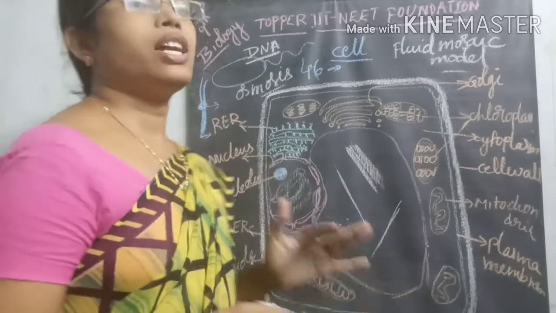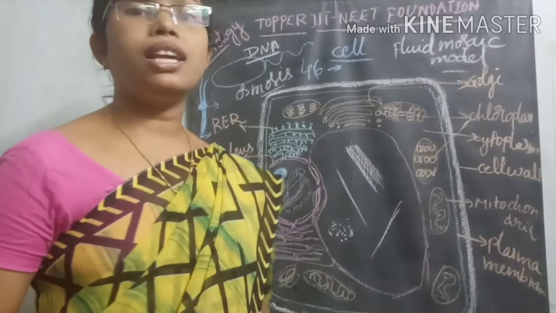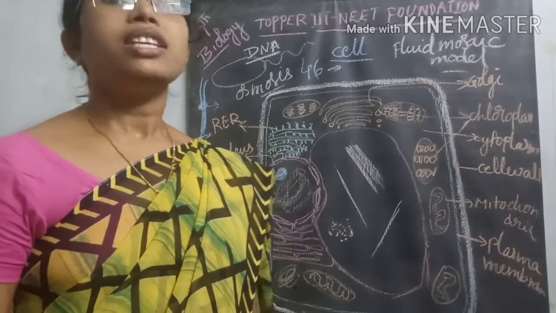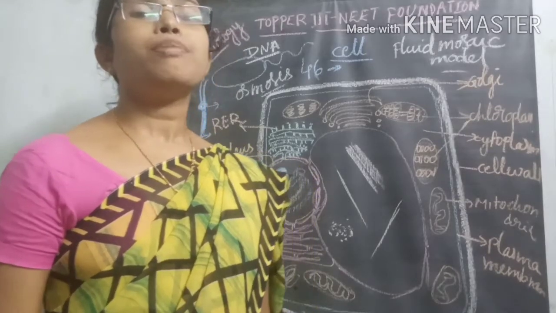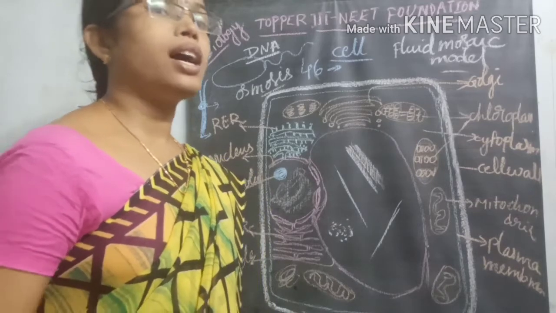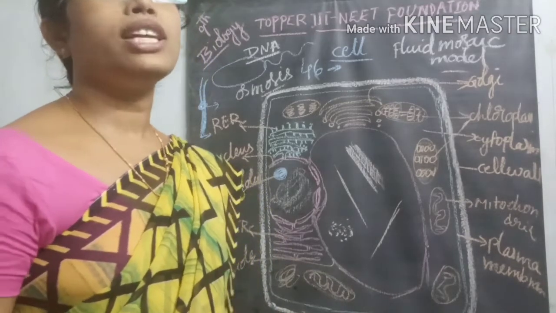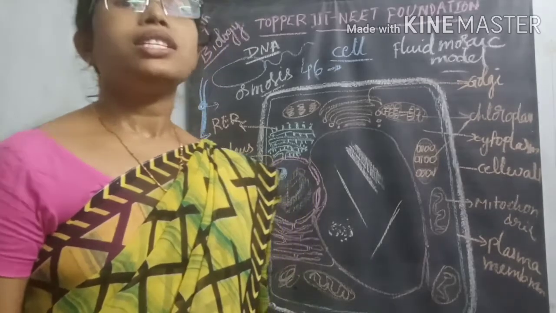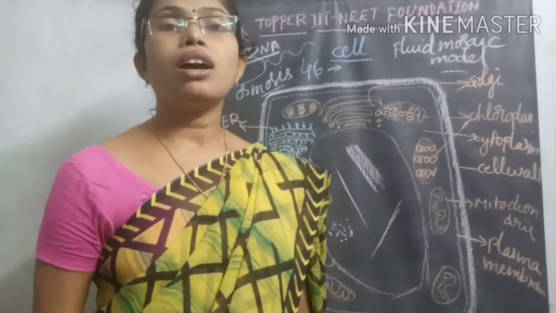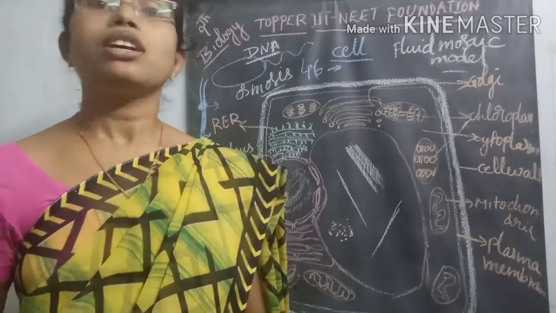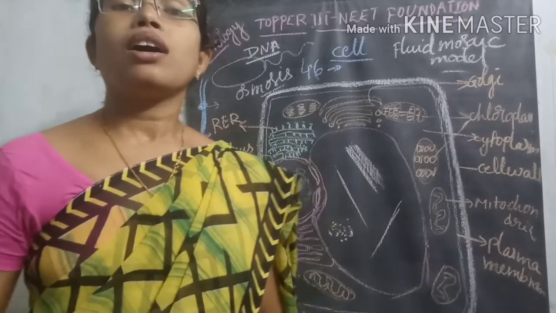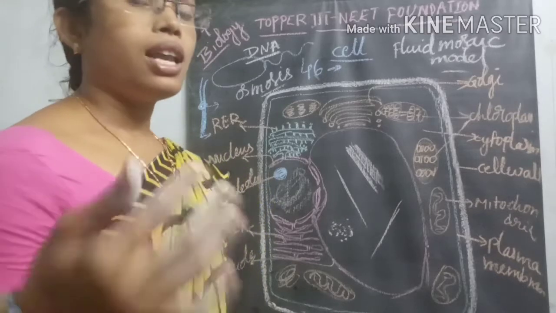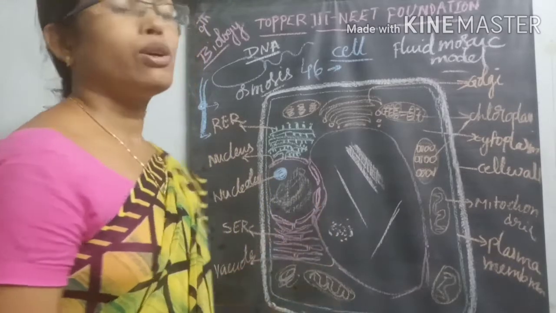The next one is the liquid material which is present inside the cell, called cytoplasm. The cytoplasm has many cellular organelles. The liquid material containing the cellular organelles is called cytoplasm. The cytoplasm has some nutrient materials like starch, glucose, and some food material storing regions. These are all combined and form the cytoplasm.